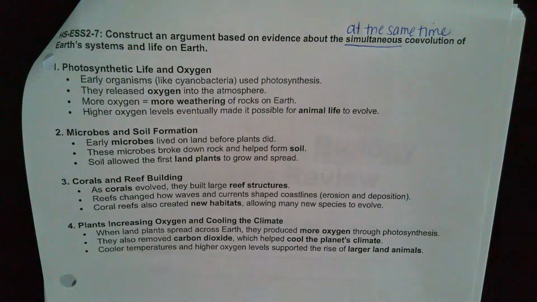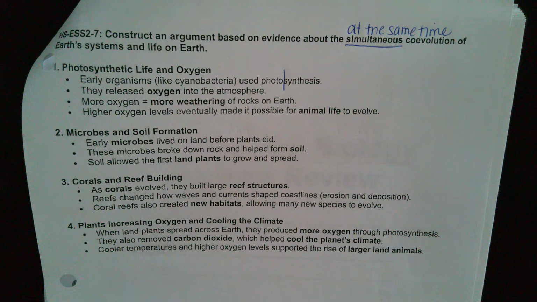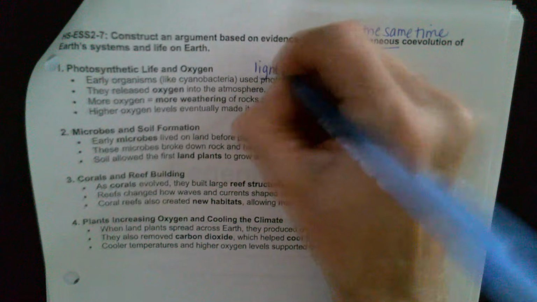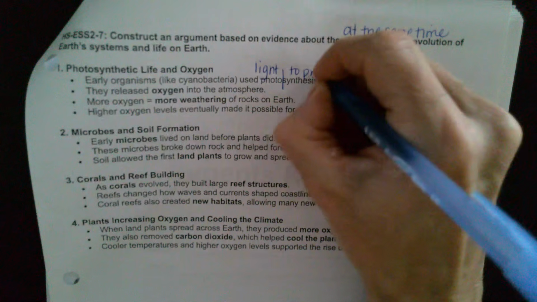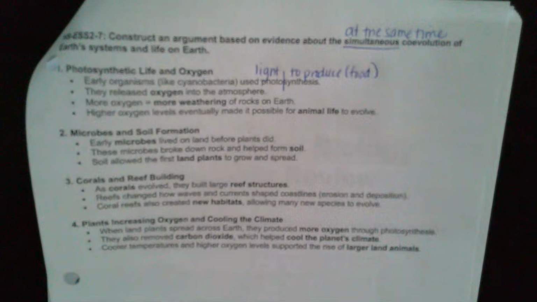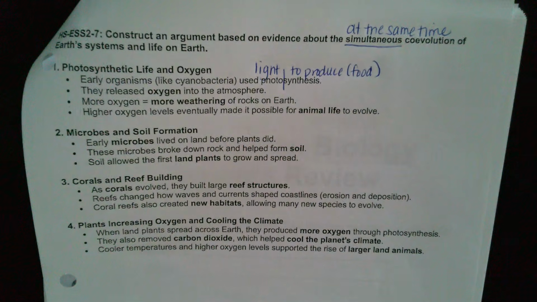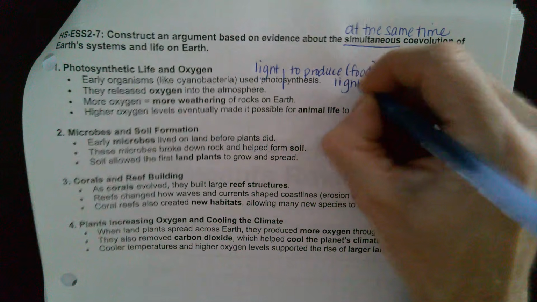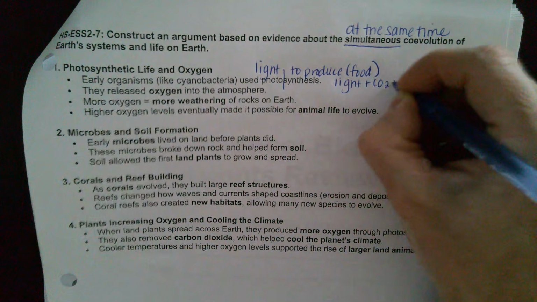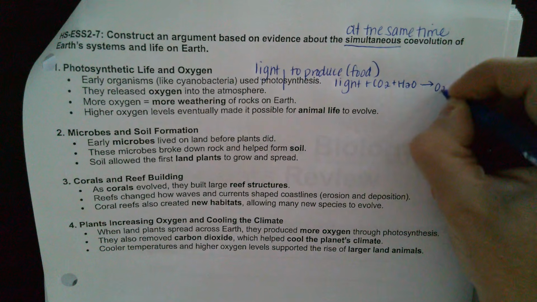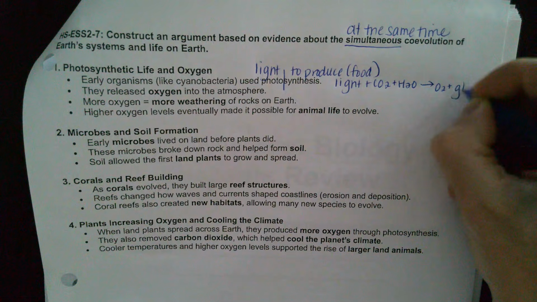Photosynthesis, when I see that, I write down the formula. Keep in mind, I always like to split up the words, especially as we're learning them, so we can better remember what they are talking about. So we use light to produce, in this case, food. Write the formula. Anytime it mentions photosynthesis, write the formula. I've got light plus CO2 plus H2O gives me oxygen and glucose.